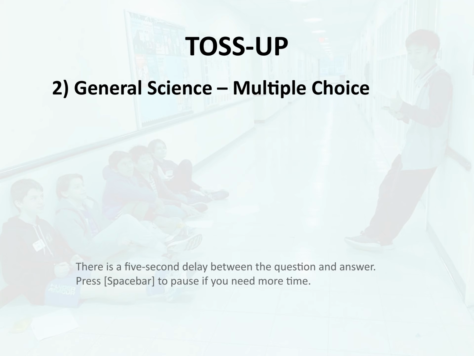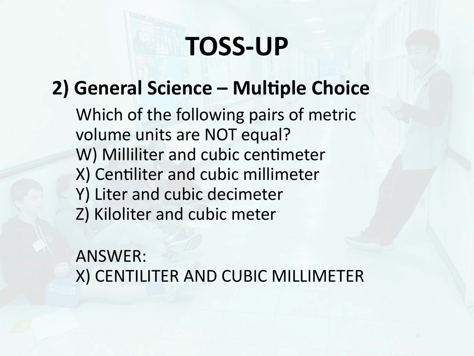Toss-up 2. General science, multiple choice. Which of the following pairs of metric volume units are not equal? W. Milliliter and cubic centimeter. X. Centiliter and cubic millimeter. Y. Liter and cubic decimeter. Z. Kiloliter and cubic meter. Answer: X. Centiliter and cubic millimeter.